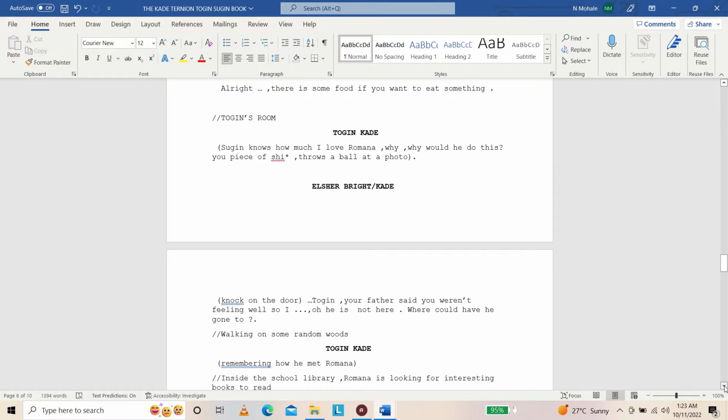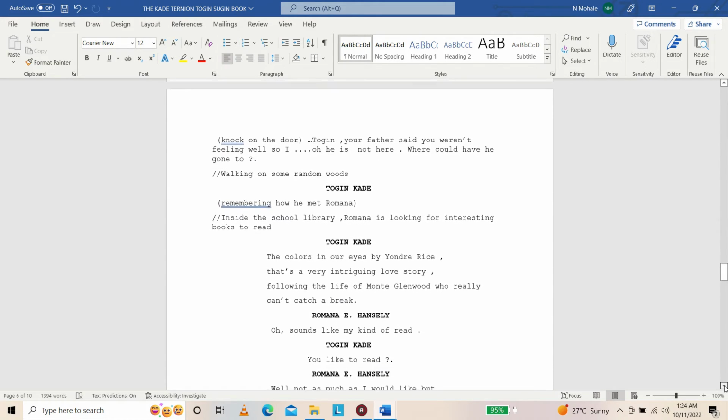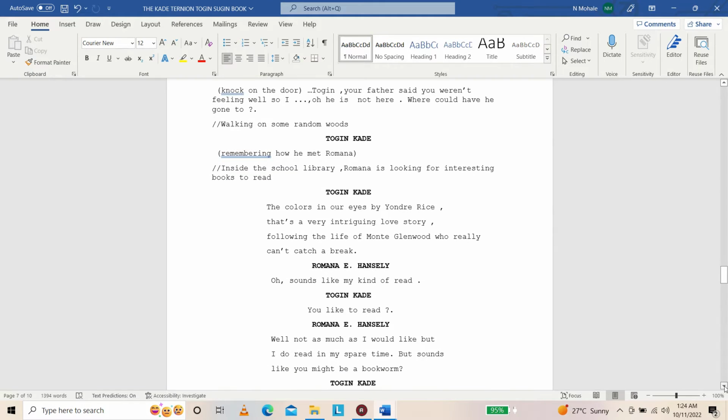"Tujin, your father said you weren't feeling well." So she's still outside. So he's not here. When she enters, he's not there. So where could he have gone to? So now he's gone. So now we have Tujin working on some random modes here. And then we have him remembering some things.